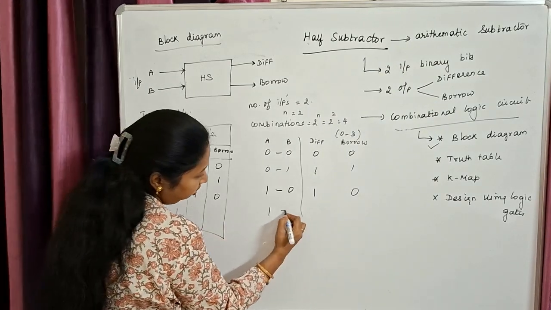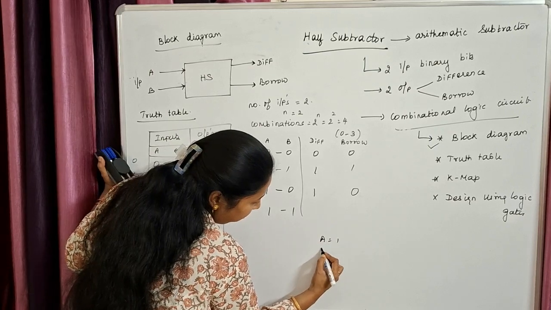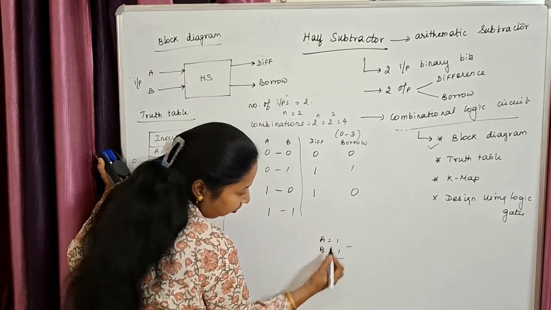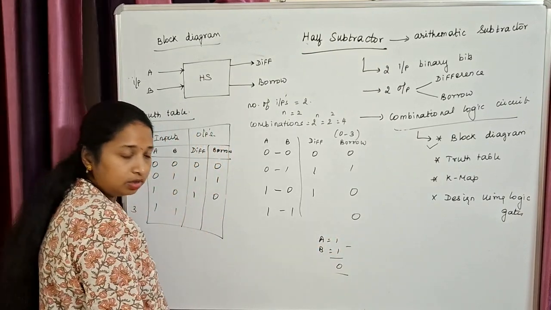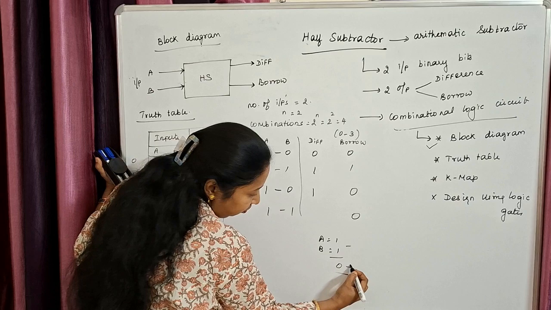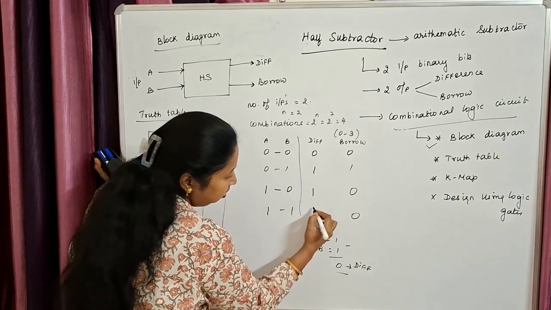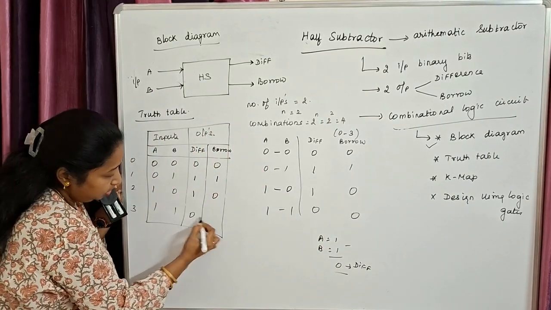It is 1 and 1. So when my A equal to 1, B equal to 1, do the subtraction of it. 1 minus 1, it is 0. I'm not doing any borrow, so my borrow will be 0. Clear? And what is my difference? 1 minus 1, it is 0. So difference is 0. Clear? So my output is 0.